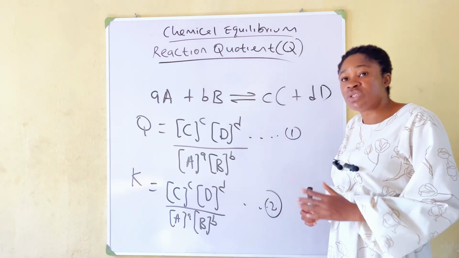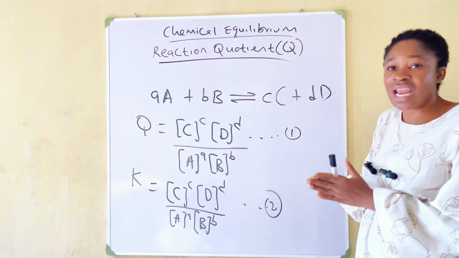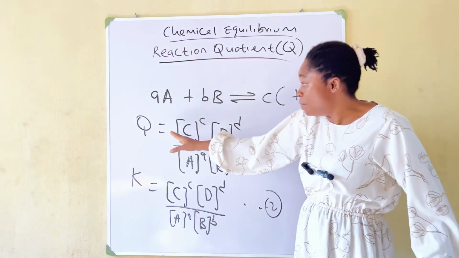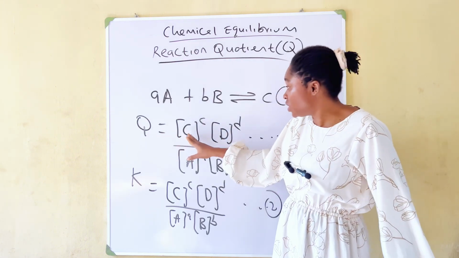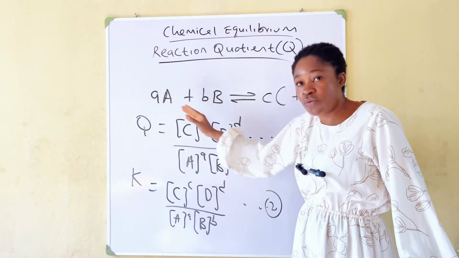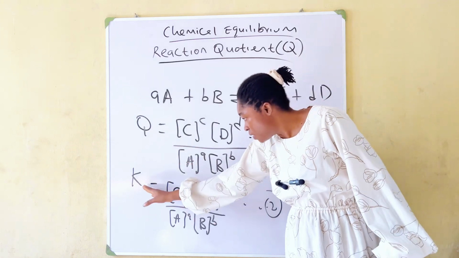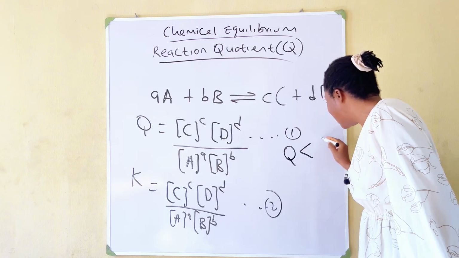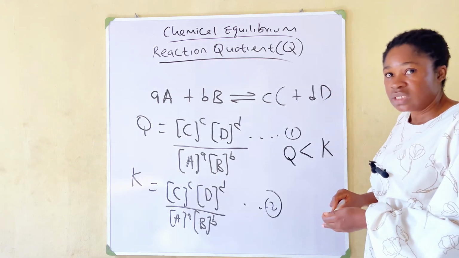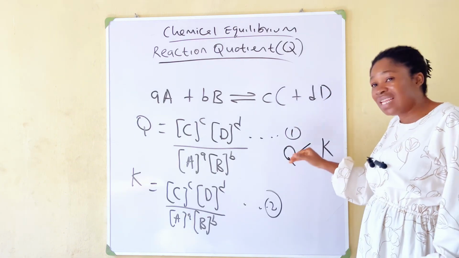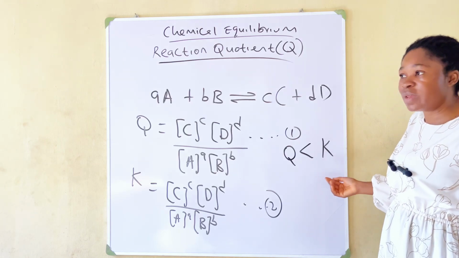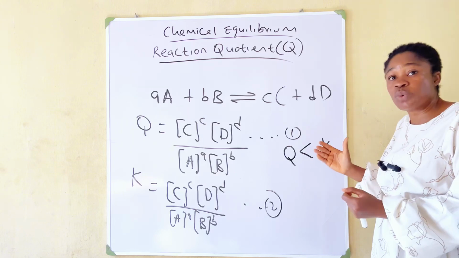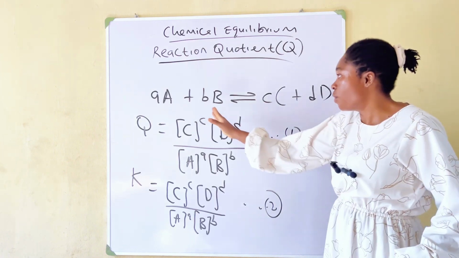So let's look at the relationship between reaction quotient and equilibrium constant. Remember, reaction quotient can be calculated. If you know the concentration of this, and this, you get the value for that. So when Q is less than K, meaning that the equilibrium constant is greater than Q, it means that the reaction proceeds from left to right.